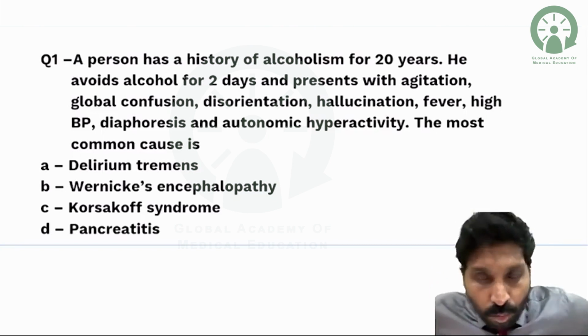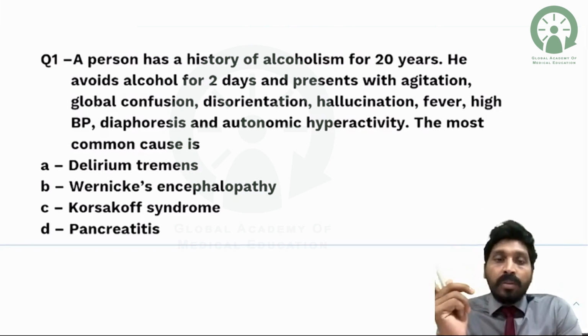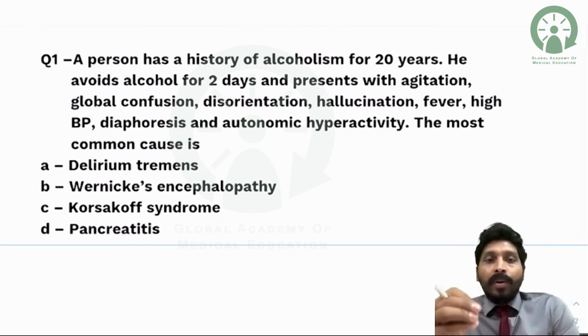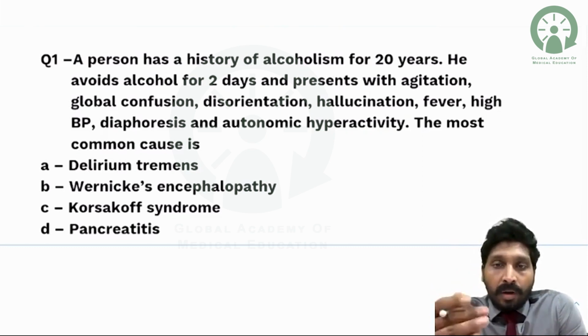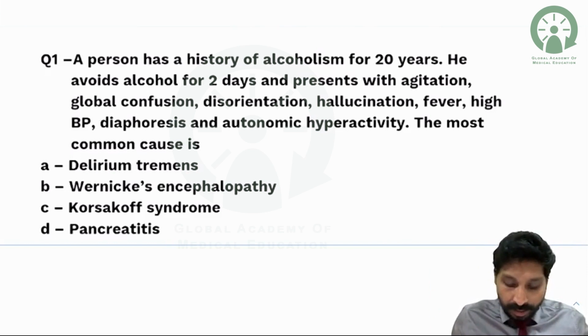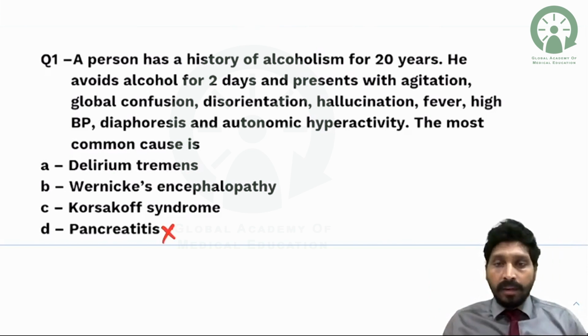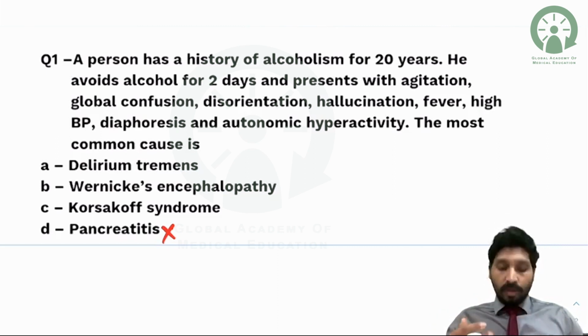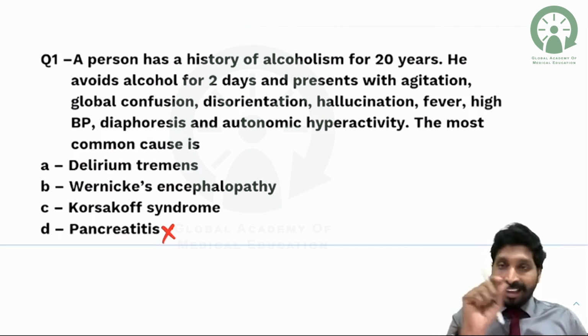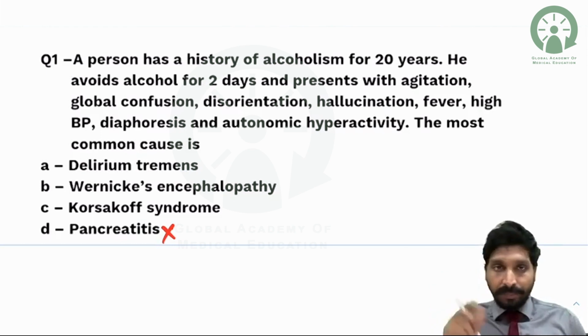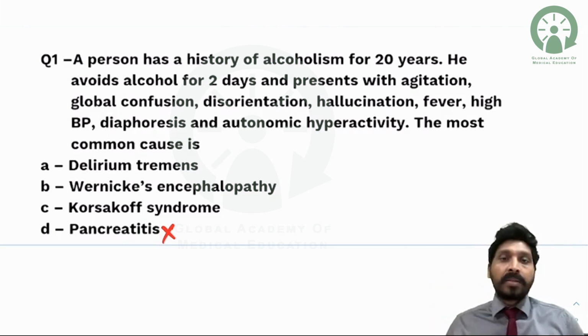Out of all these, one option you can easily eliminate, that is pancreatitis, because we don't have any other things related with alcoholism and pancreas here. So pancreatitis you can avoid. That means option D you can avoid. And we'll see the rest of the options: Korsakoff syndrome, Wernicke encephalopathy, and delirium tremens. First we'll discuss the key words mentioned in the stem of the case.